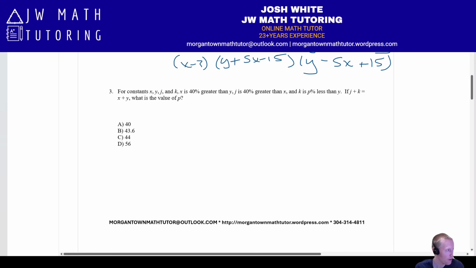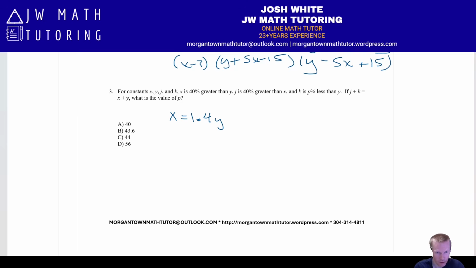All right, next up we have question number 3, which is a percentages question. First I will show you how to do this by hand, and then I'll show you how to do the entire thing in Desmos. So x is 40% greater than y. That means you could say x is like taking y and adding 40% of y. However, the shortcut method is that x is going to be 1.4 times y.